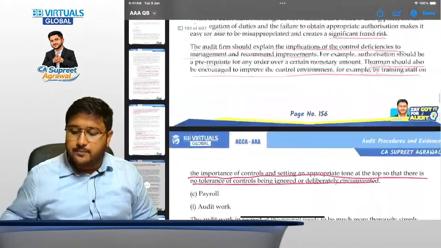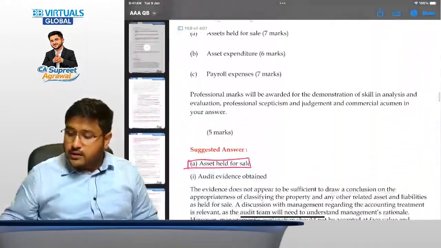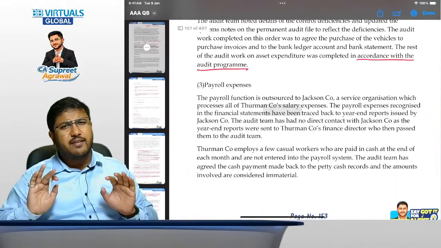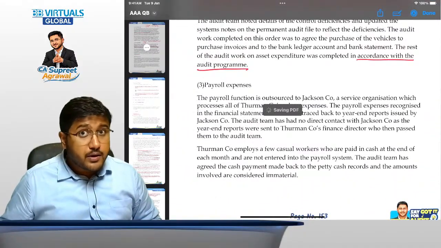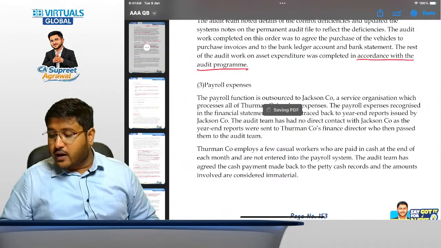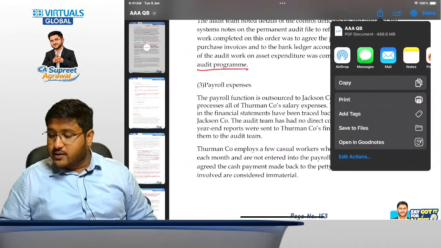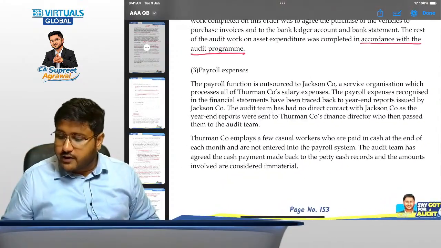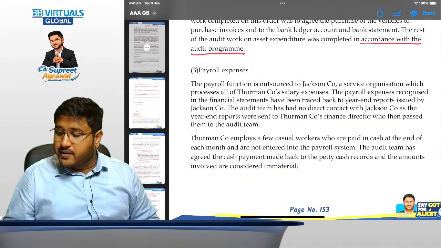Okay, now let's go to the third and last case, and this is our last question for today as well. So don't worry, have a little chill, just discuss it. Payroll expenses. The payroll function is outsourced to Jackson Company, a service organization. Is it allowed? Yes, sir. ISA 402, right? It processes all of Thurman Company's salary expenses.